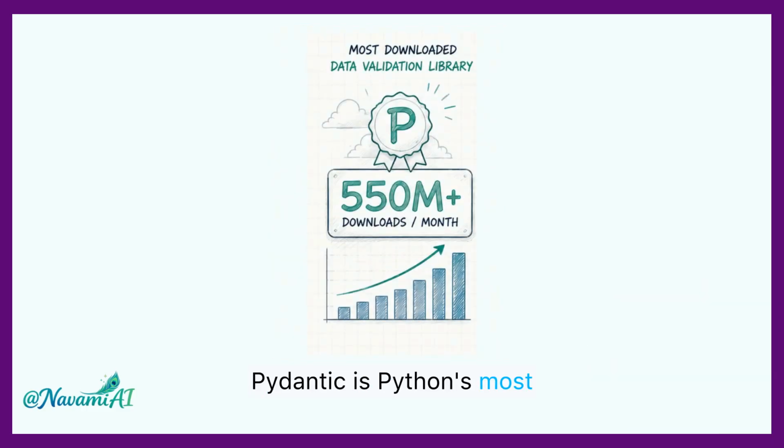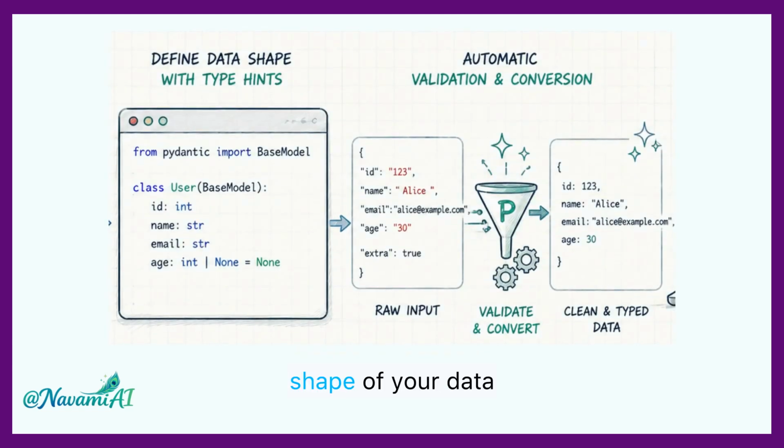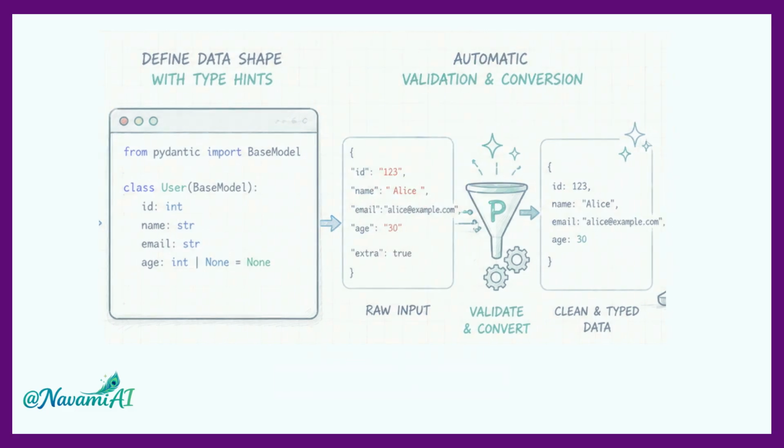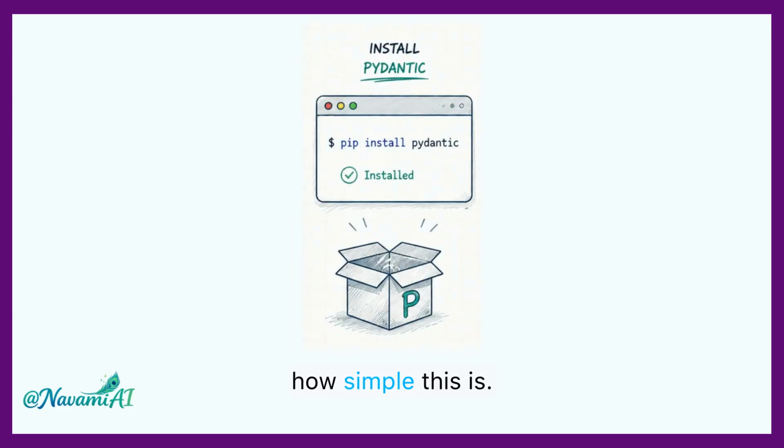Pydantic is Python's most downloaded data validation library. We are talking over 550 million downloads a month, but what does it actually do? At its core, Pydantic lets you define the shape of your data using Python type hints, the same type annotations you're already using, and it automatically validates and converts incoming data to match that shape. No manual if checks, no custom parsing logic. You describe the structure once and Pydantic enforces it every time. Let me show you how simple this is.